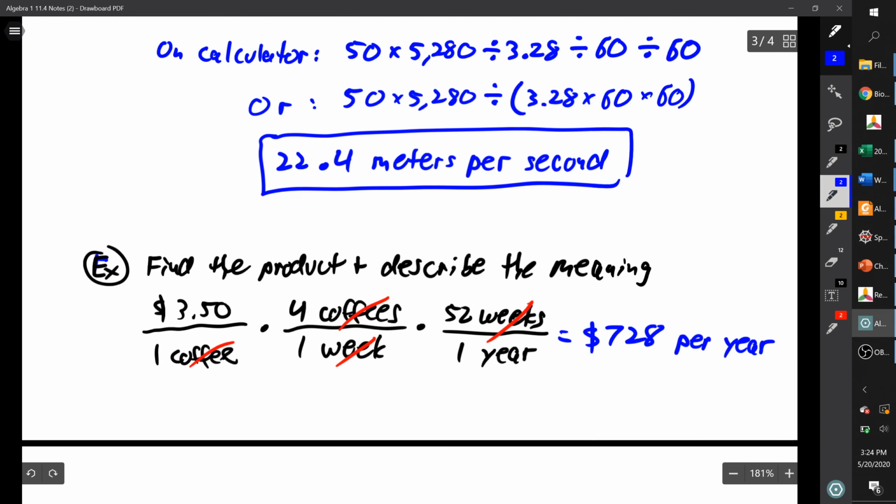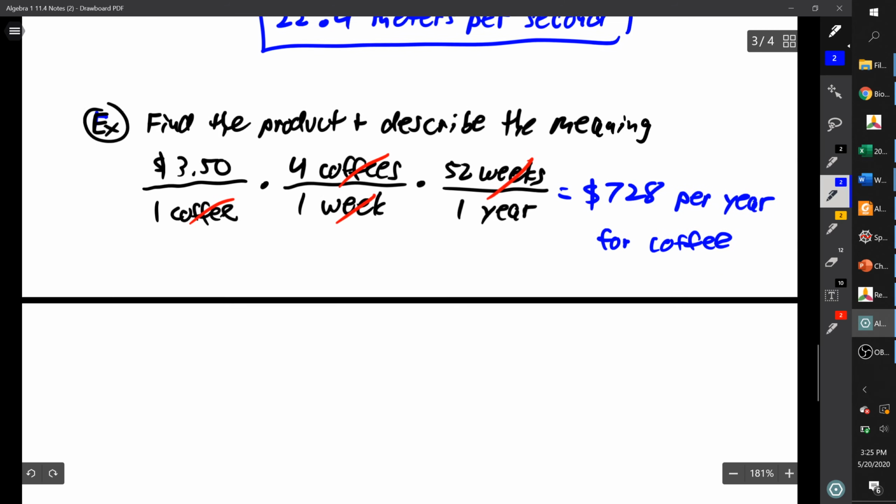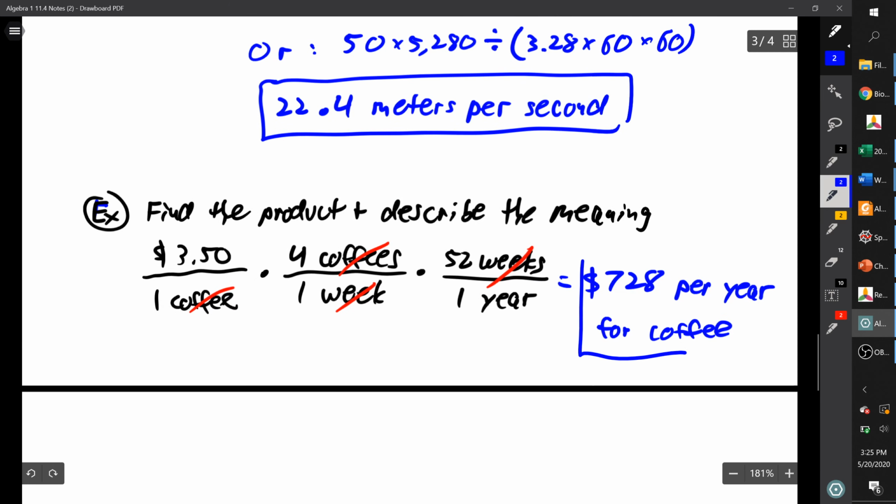And then they'll ask you to describe the meaning. Well, what am I talking about here? I'm talking about coffee. So if you spent $3.50 on each coffee and you got 4 of them per week, every week of the year, you would be spending $728 for the year.